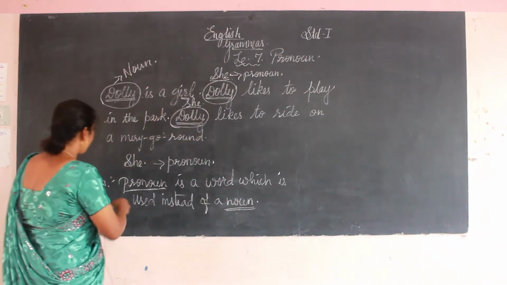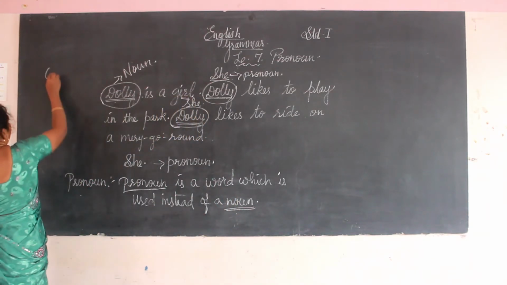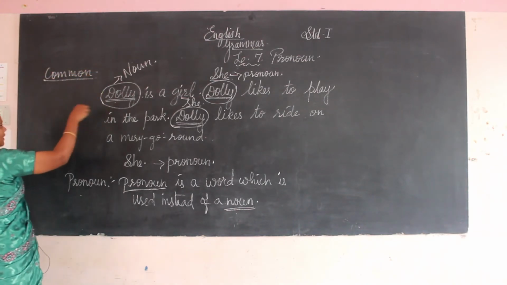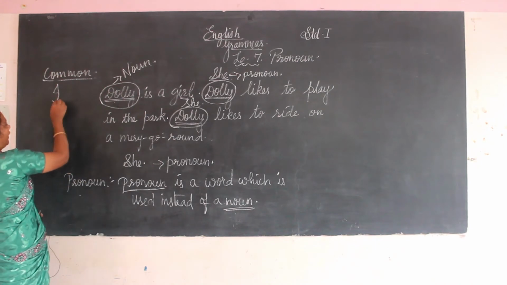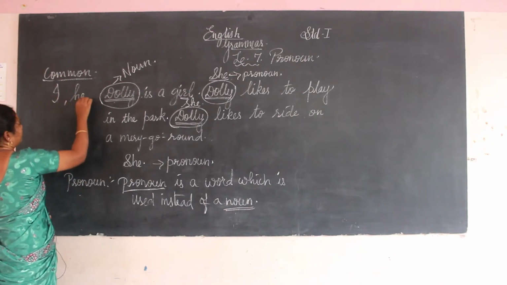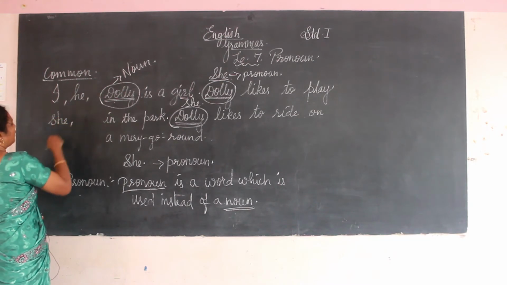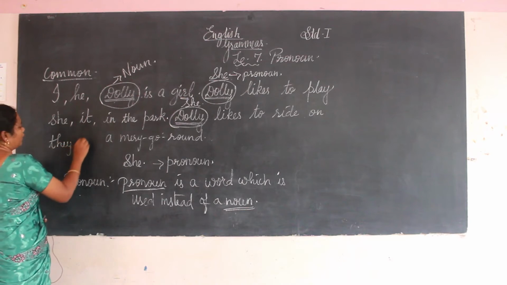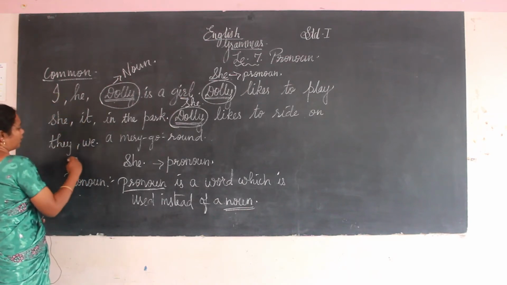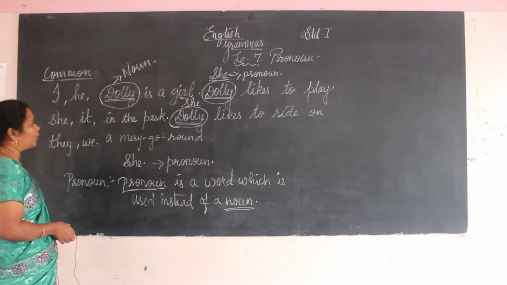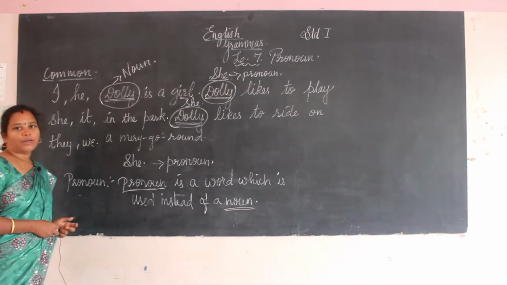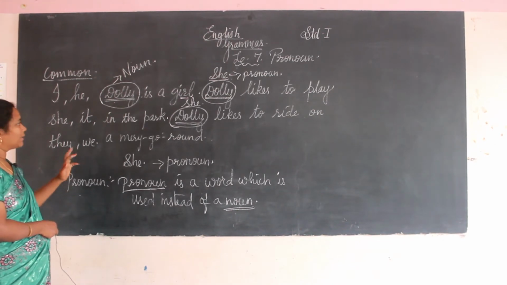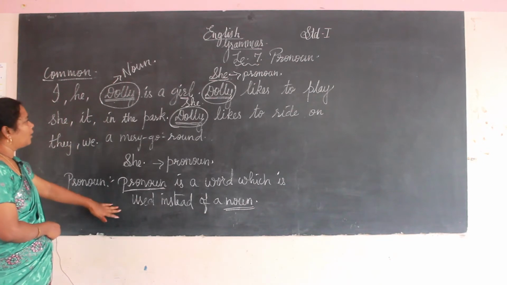One more thing. We have some common pronouns. See here. These are the common pronouns you are going to see in this class. Some of the common pronouns are I, he, she, it, they, we. Okay, ma'am. These I will see in this class. Where to write and how to write we will see in this class.